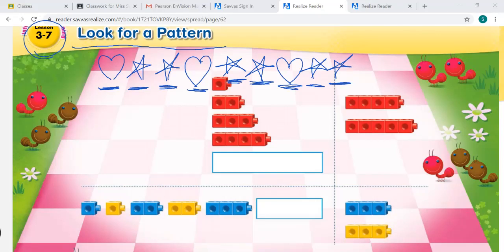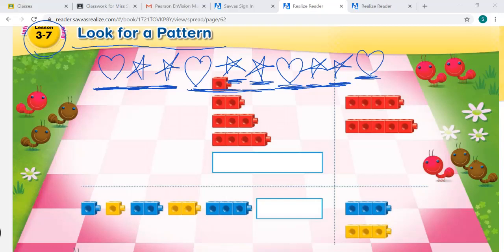So what are the repeating shapes? Heart, star, star, right? They keep repeating themselves. Heart, star, star, heart, star, star, heart, star, star. So what shape would come next? What one shape would come next if the pattern were to continue? What do you think would come next? Did you say heart? Because that is correct. The heart would come next.